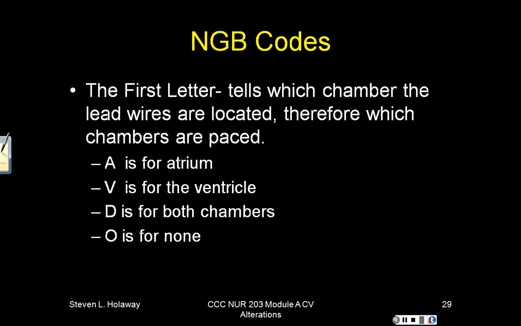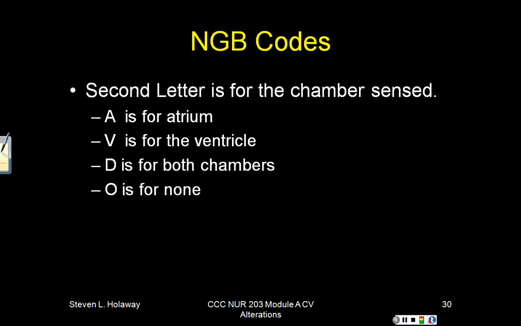The first letter of the NBG code tells which chamber the lead wires are located in, and therefore which chambers are paced. As you would suspect, A is for atrium, V is for ventricle, D is for both chambers, and 0 or O is for none, or not into that chamber at all.